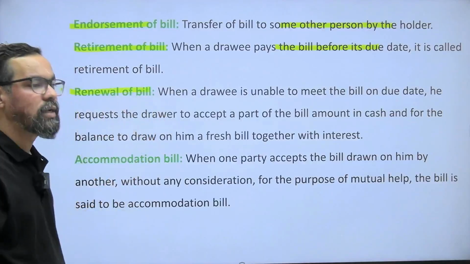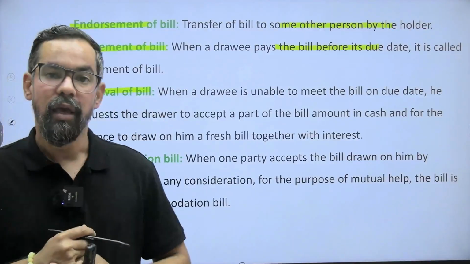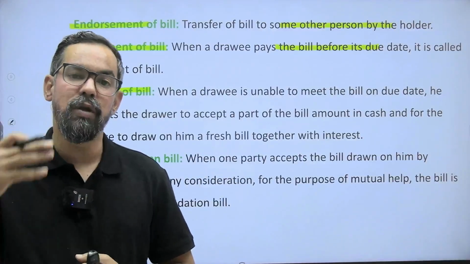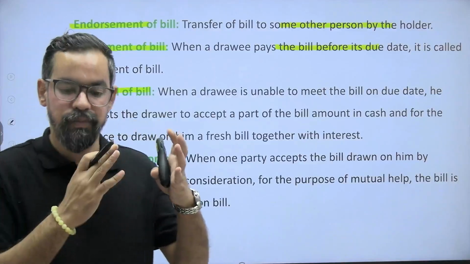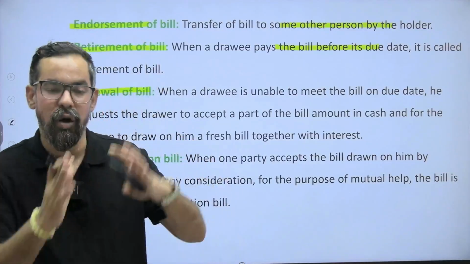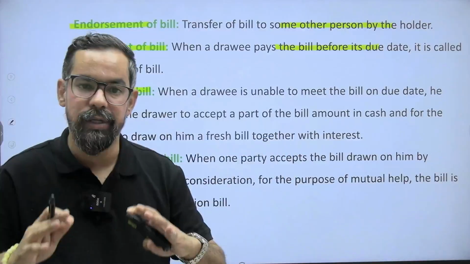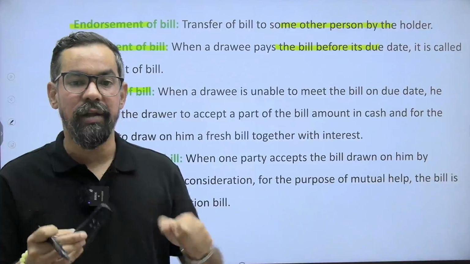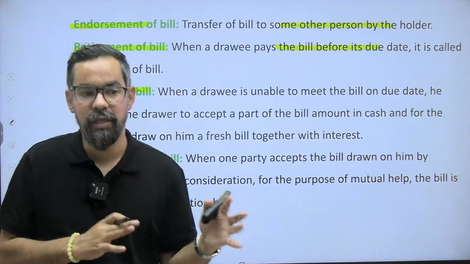Renewal of bill, it is a case of non-fulfillment of commitment. Let's say A draws a bill on B. Now B won't be able to make payment on the given date. Let's say 60th day. So B has a liability to make payments on the 60th day. Let's assume that B won't be able to make that payment on the 60th day. He approaches A, saying, yeah, this is the problem which I'm facing right now.